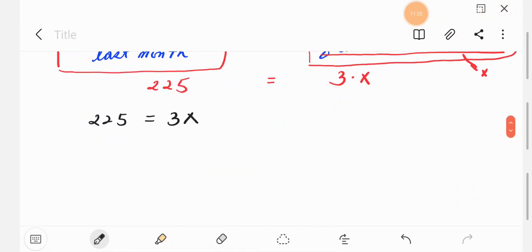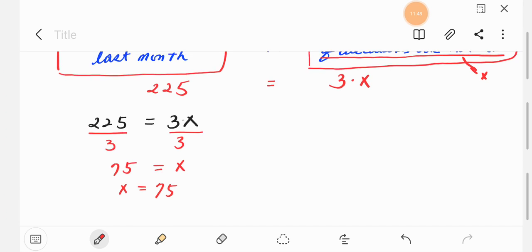So what do we do next? We can divide each side by what? 3, right? 3, because the variable X is multiplied by 3. So you can divide each side by the same number, 3. Then 225 over 3 is 75, right? And on the right side, 3 cancels out, leaving X. So X is 75.